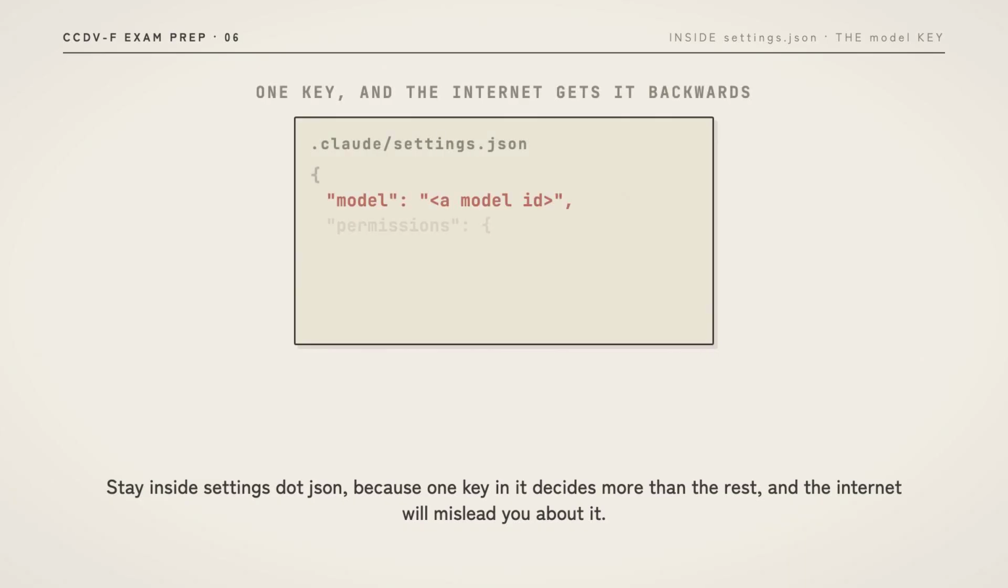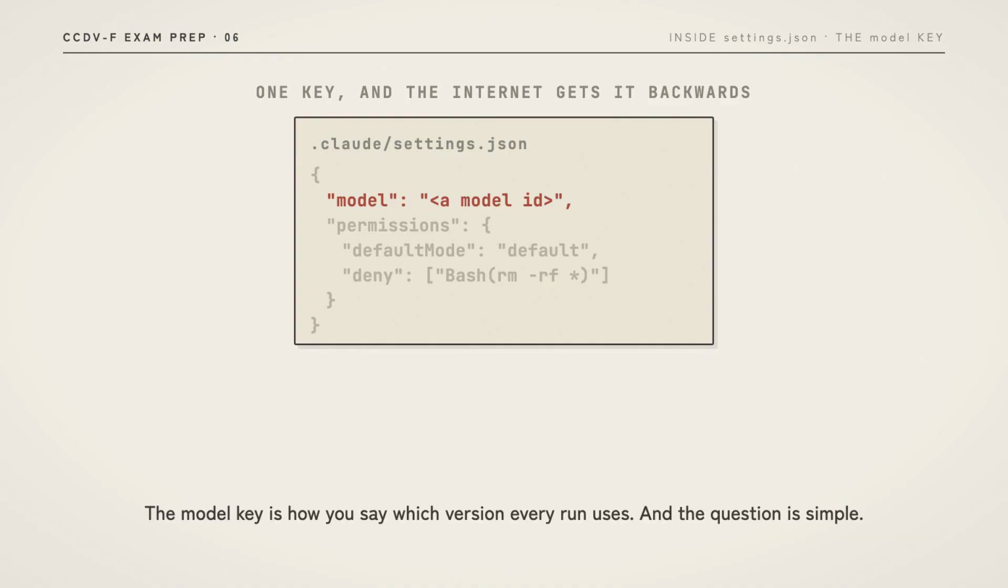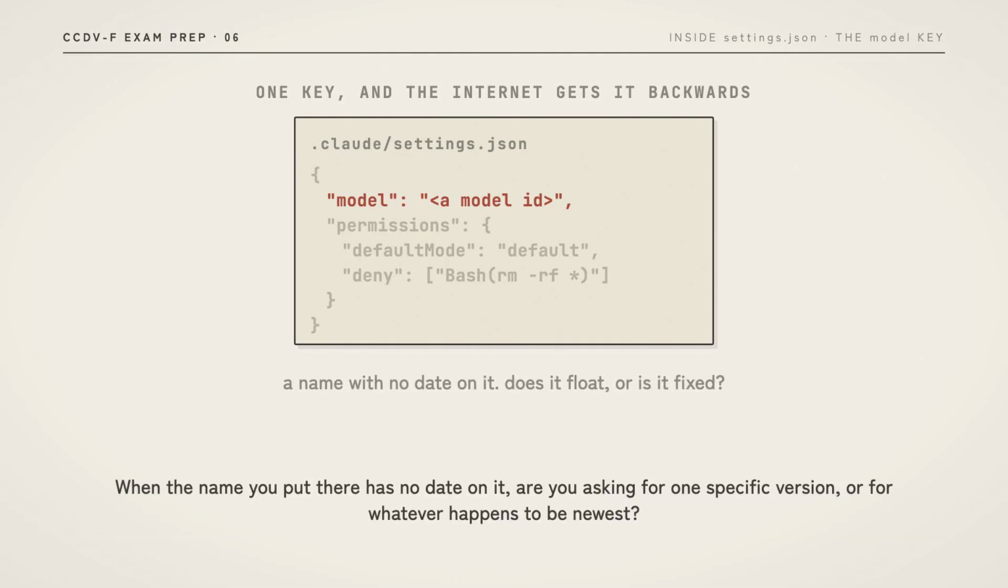Stay inside settings.json because one key in it decides more than the rest, and the internet will mislead you about it. The model key is how you say which version every run uses, and the question is simple. When the name you put there has no date on it, are you asking for one specific version or for whatever happens to be newest?